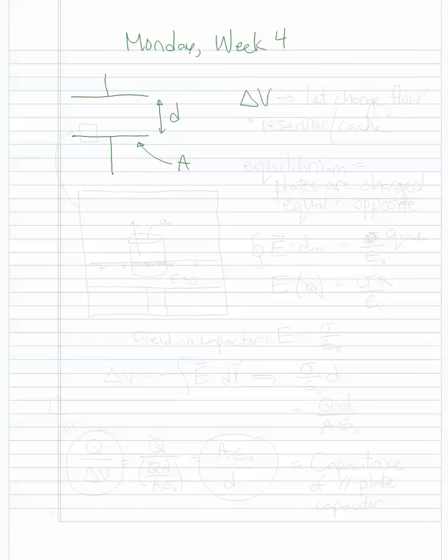Well, in order for that to happen, you have to let charge flow. And so it must be connected to both sort of a reservoir / cache for charge. And we know that often as a battery. So it maintains the potential difference, and then things flow until they don't flow anymore. And so when you're in equilibrium, the plates are charged. And they have equal and opposite charge.